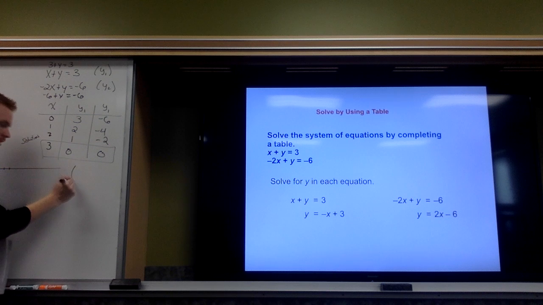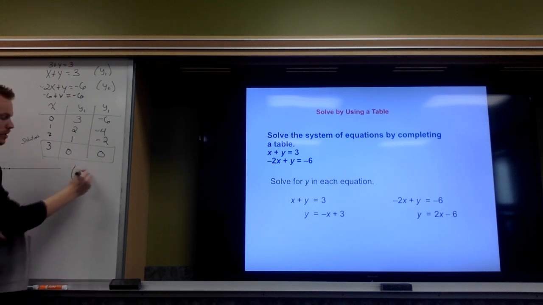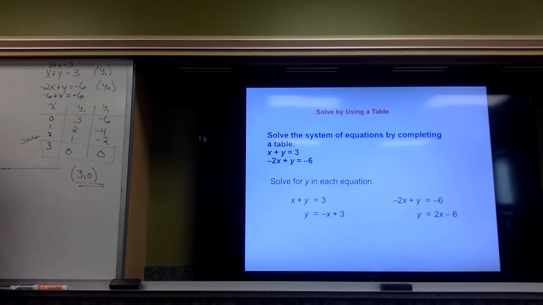So the point, okay, 3, 0. That's where both lines intersect. So that's a solution for both of them, okay? So by a table, it doesn't take long.